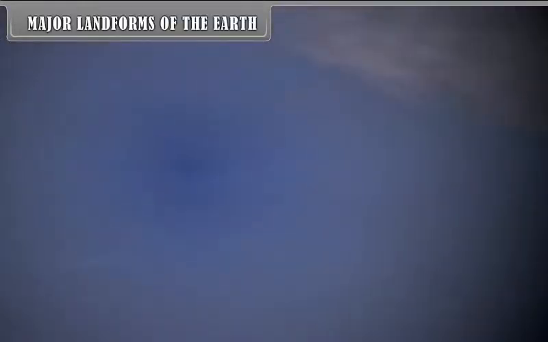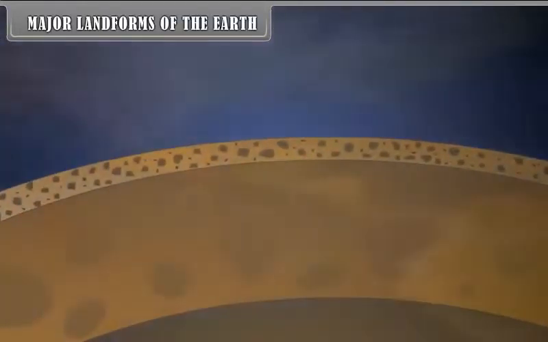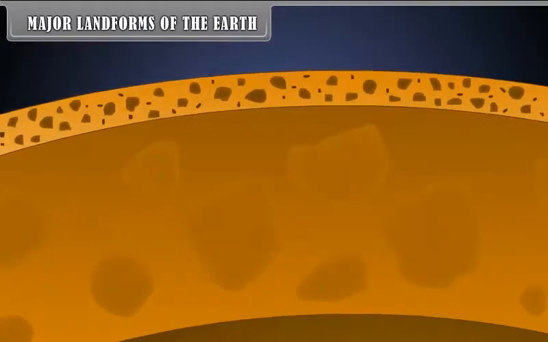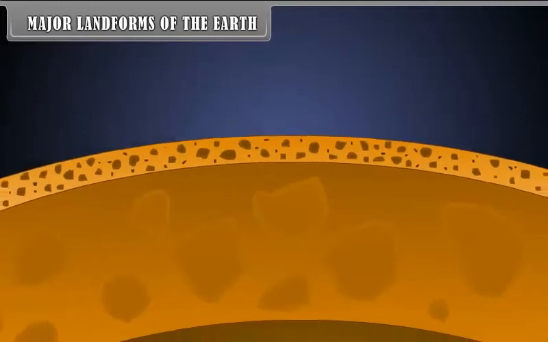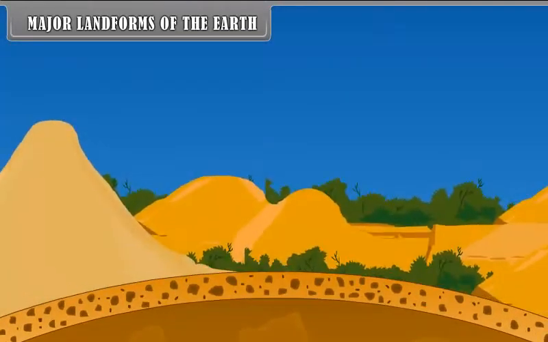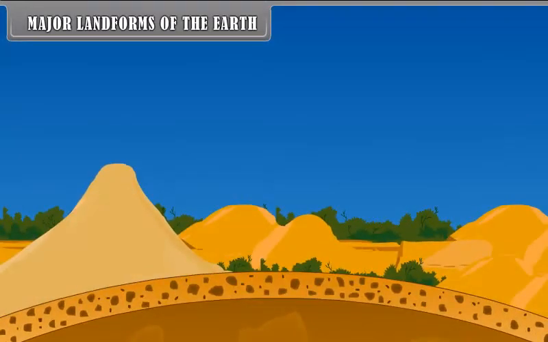Major landforms of the Earth. The crust of the Earth is made up of rocks. This crust is neither permanent nor stable. Due to the tectonic forces, the Earth's crust is continuously changing, but the change is very slow.